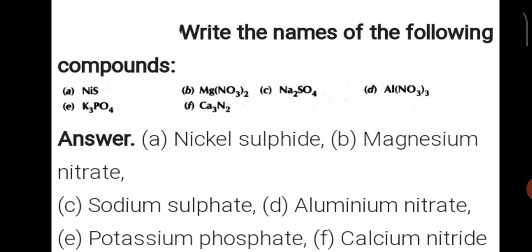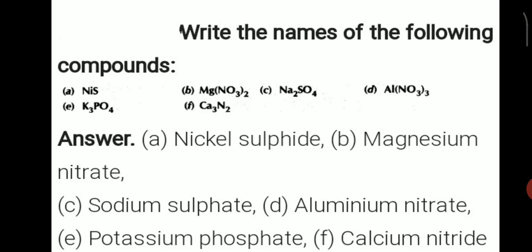Last class we studied that when the name is given, how to write the formula. The reverse: the formula is given, how to write the name. We already studied about 20 elements. Then ions we studied: cations, anions, polyatomic ions. Then the formula and the name we have studied.